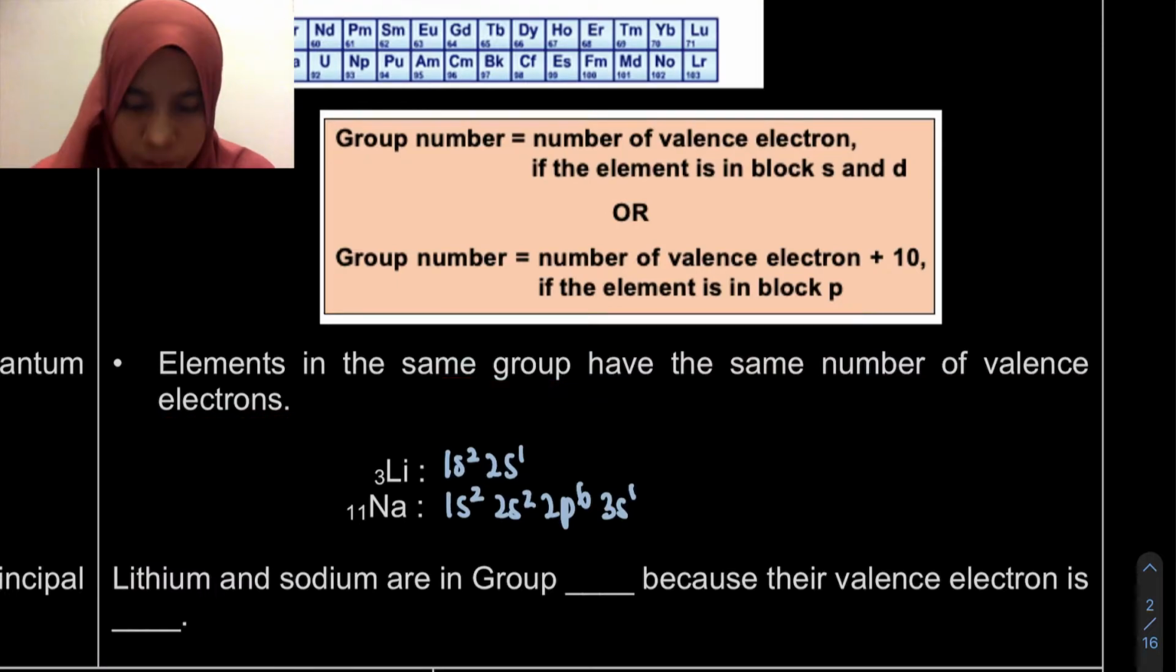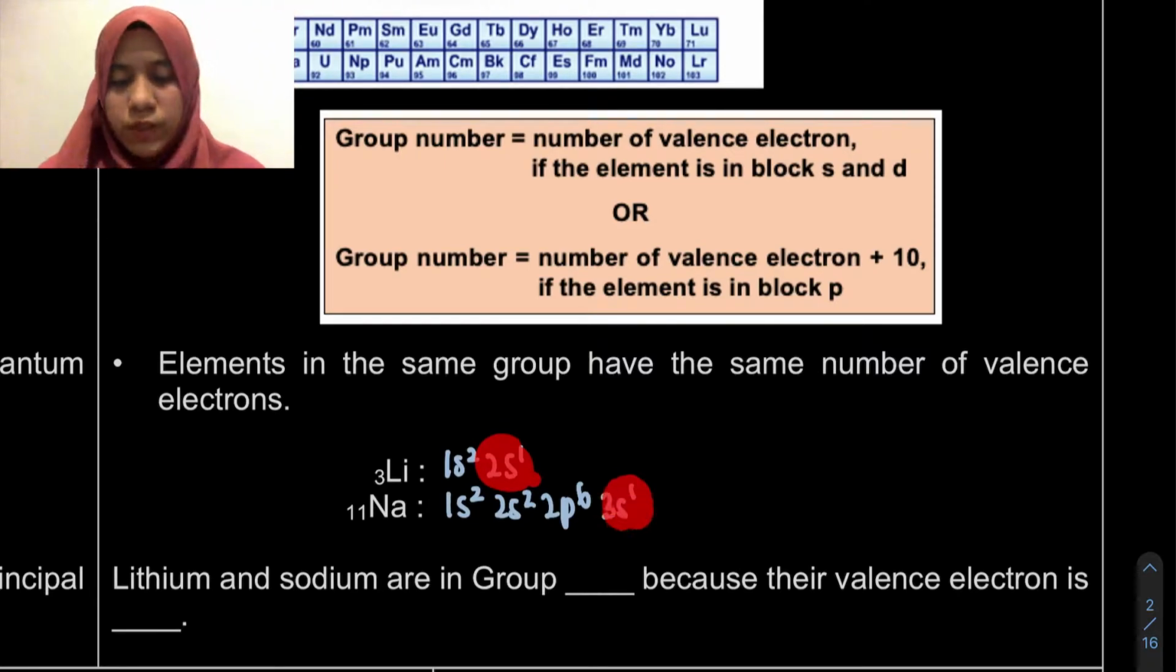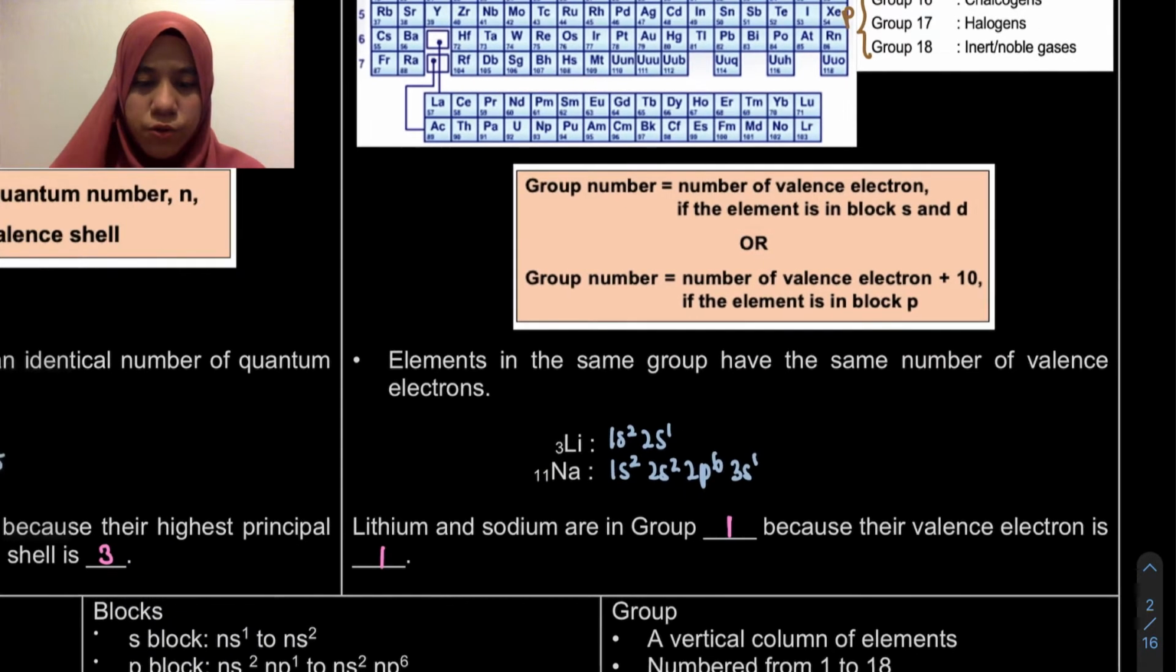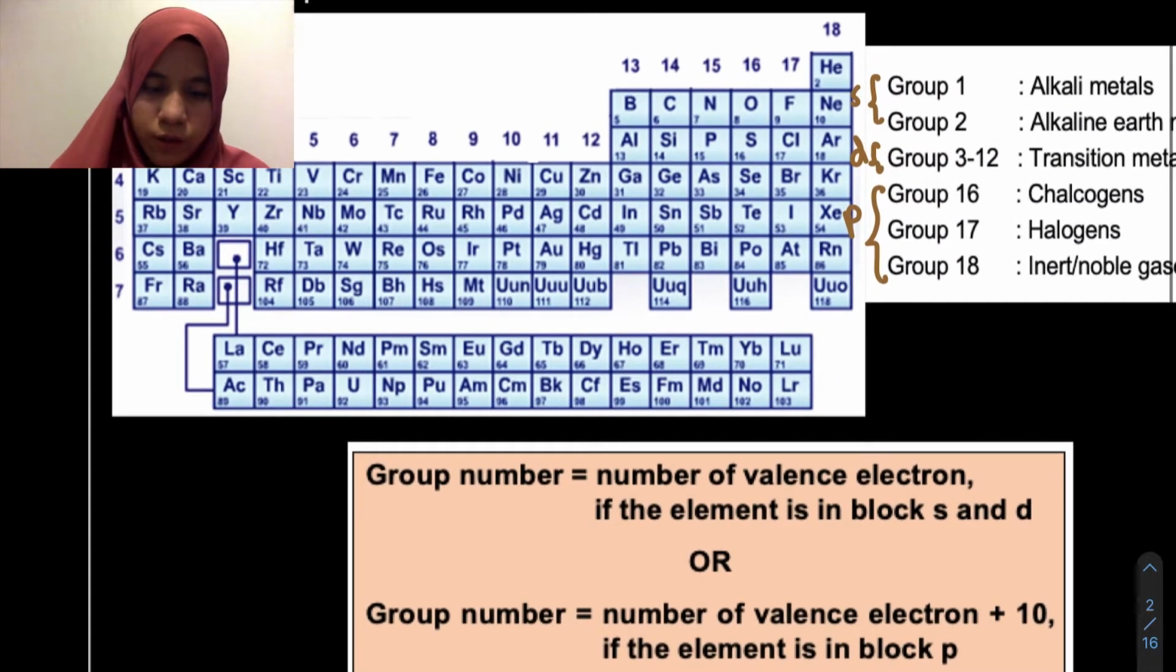Okay, so here as you can see, the valence electron for our lithium is 1. The same goes for our sodium, also 1. So, here lithium and sodium are in group 1 because their valence electron is 1. Okay, is it true? So, look here, our lithium and our sodium.